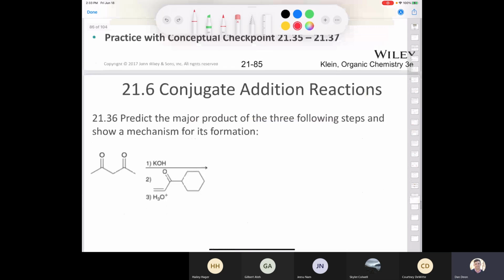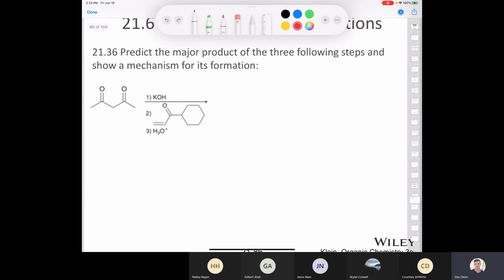Well, with all that in mind, let's take a look at a problem here. It says predict the major product for the following three steps and show a mechanism for its formation. So in the first step, we're treating it with sodium hydroxide. That is a pretty simple mechanism, and I don't even like to use the word simple in organic chemistry together, but this is one case where I think it applies.